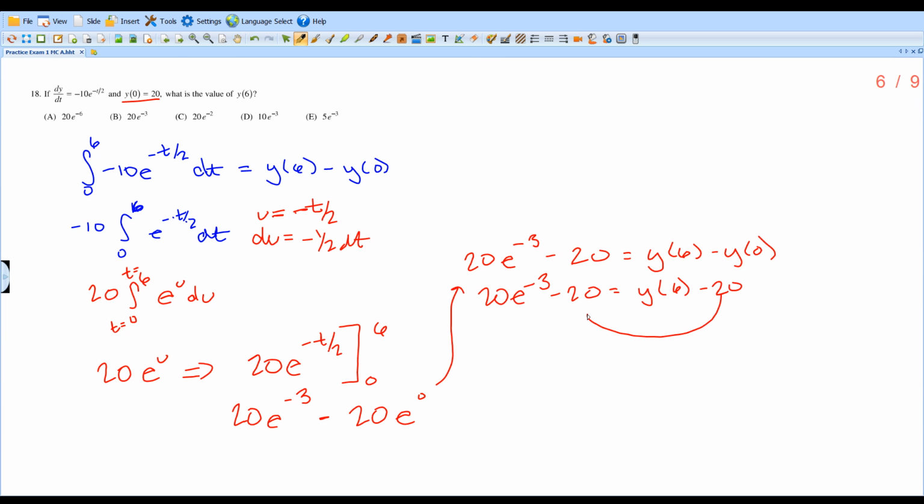So add that 20 over, it'll cancel. So y of 6 is equal to 20 e to the negative third, which is letter B.